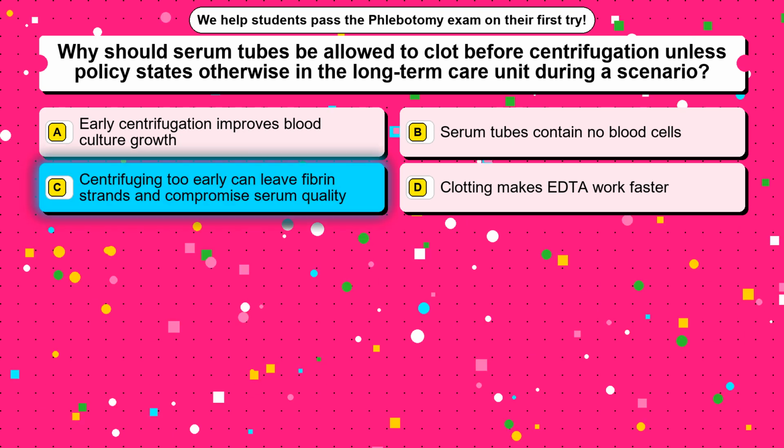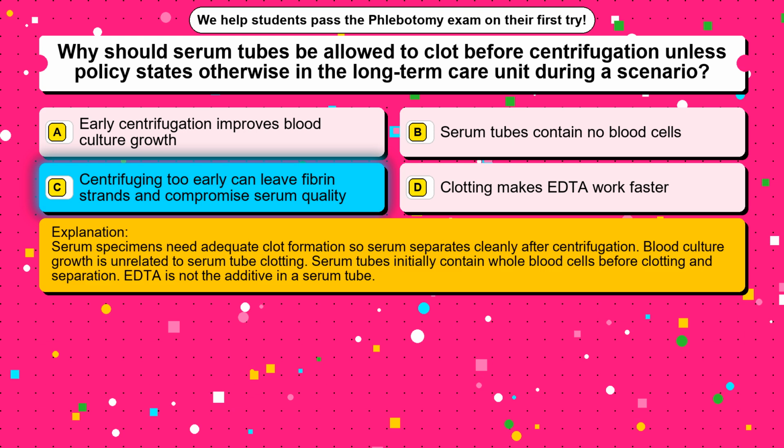The correct answer is option C. Centrifuging too early can leave fibrin strands and compromise serum quality. Serum specimens need adequate clot formation so serum separates cleanly after centrifugation. Blood culture growth is unrelated to serum tube clotting. Serum tubes initially contain whole blood cells before clotting and separation. EDTA is not the additive in a serum tube.